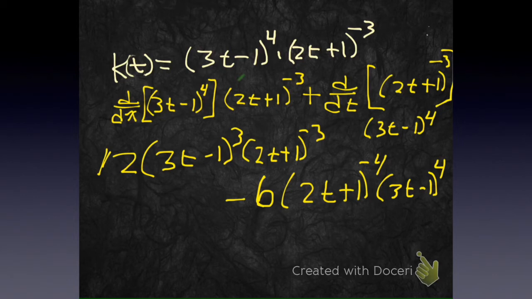Now comes the time to factor. So we're taking out the smallest pieces. Minus 6 gets to come out. And then which one's smaller, the 3 or the 4? So we take out the 3.